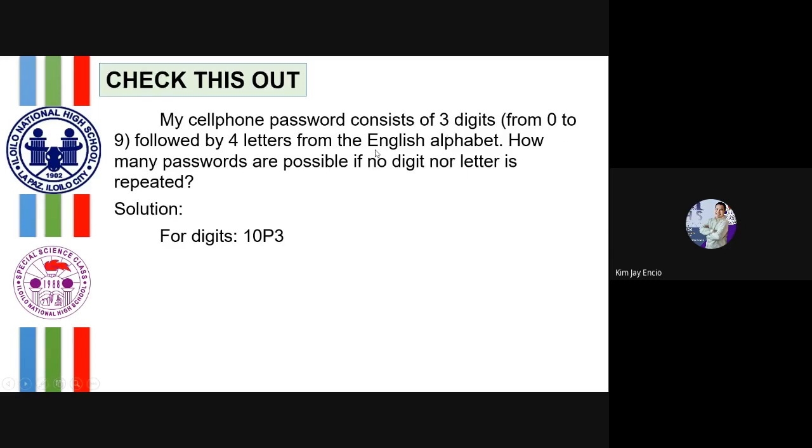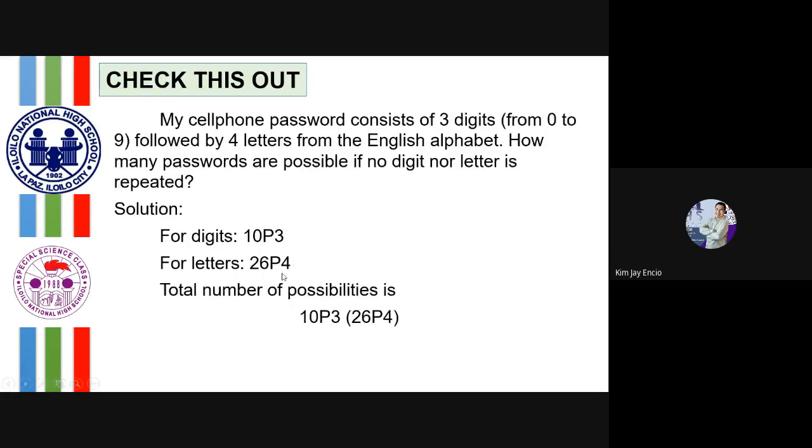For the English alphabet, I hope you know how many letters there are. Our English alphabet has 26 letters from A, B, C, all the way until Z. There are 26 of them, but out of 26, you are going to choose only 4. That's why for the number of letters, there are 26 permutation 4, or 26P4, ways.